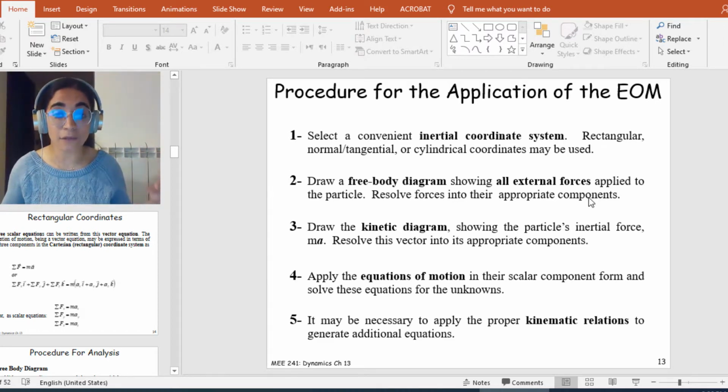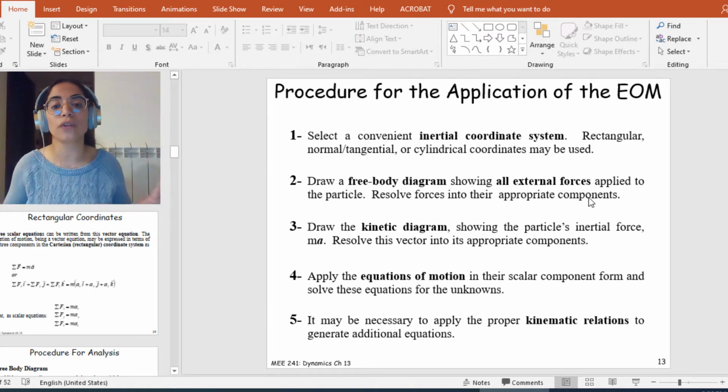The first step is to select the convenient inertial coordinate system to apply the sum of forces equal to ma equation. It's up to you to select what this convenient inertial coordinate system is. It could be rectangular components, normal and tangential, or cylindrical coordinates. Of course, if this is a rectilinear motion, I should use the rectangular components. If it is a curvilinear motion, I can use the normal and tangential or cylindrical coordinates.